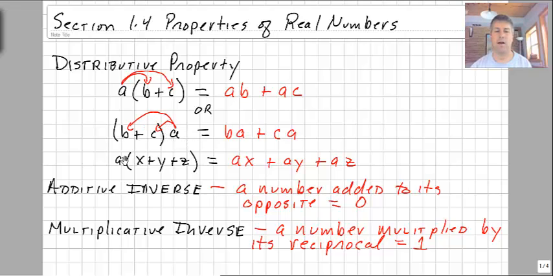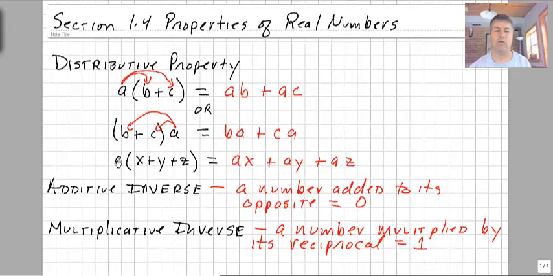Okay? And it works for 2, 3, 4, it doesn't really matter how many things we're adding or subtracting in parentheses, we can go ahead and do that. So here we have A times X plus A times Y plus A times Z. And you can see over here on the right hand side, sure enough, we end up with AX plus AY plus AZ. And that does work in both directions.